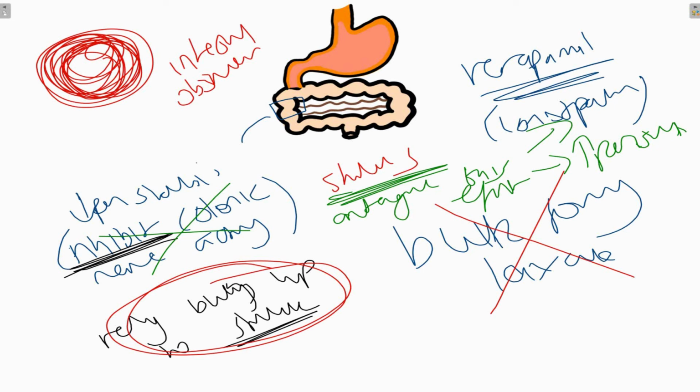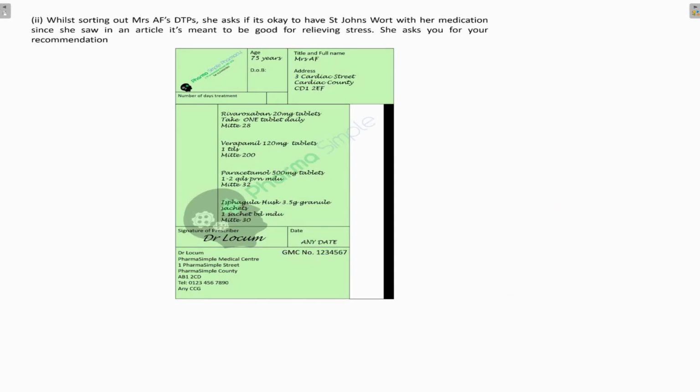Now, with the second drug therapy problem identified, obviously you discuss this with the patient and discuss this with the clinician, but this is just in case that happens. So we've identified this. Now let's move on to the patient query.